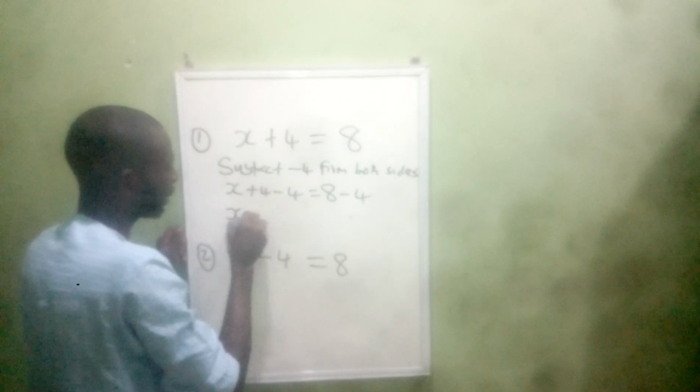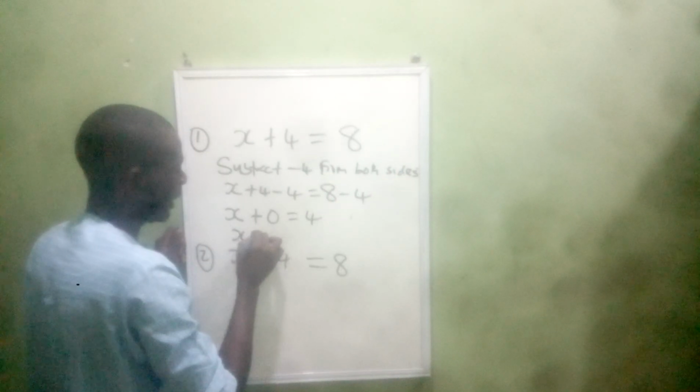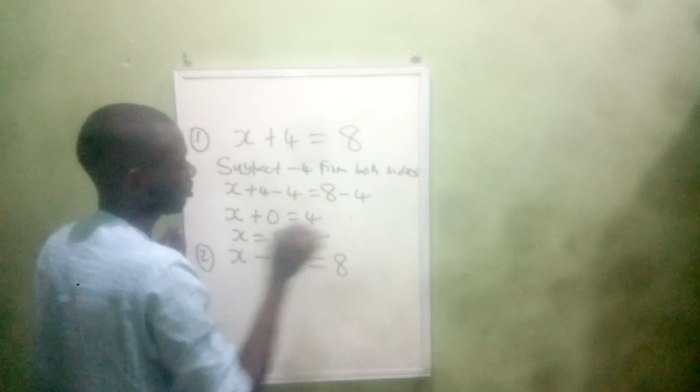So we now have x plus 0 equals what? 4. Then our x is equal to 4. This is how to solve this question.